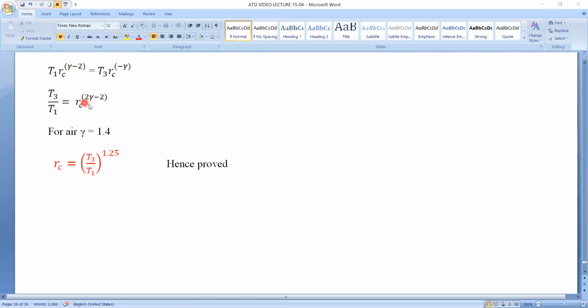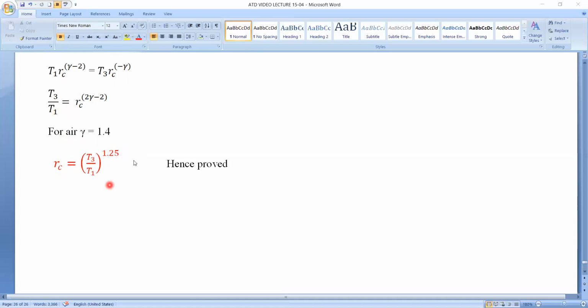So finally, after simplification, you will get 0.8, I guess. Take 2 outside the bracket, gamma minus 1, that is 1.4 minus 1, 0.4. So 0.4 into 2 is 0.8. Take 0.8 to the left hand side, and you will get 1 by 0.8. So RC equals T3 by T1 raised to 1 by 0.8, which is 1.25.